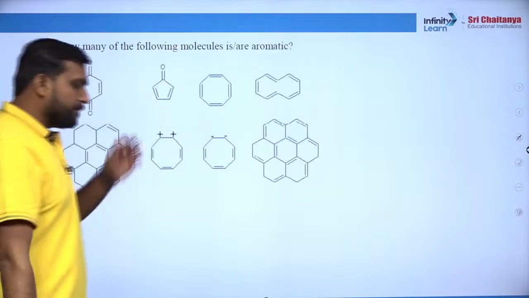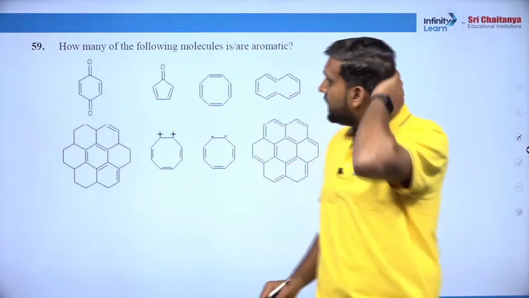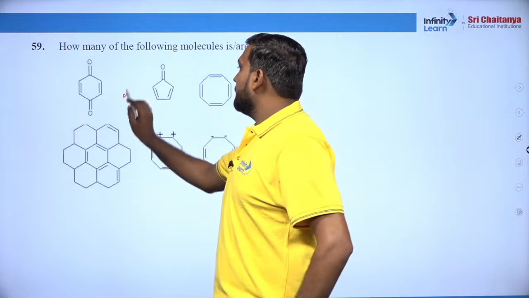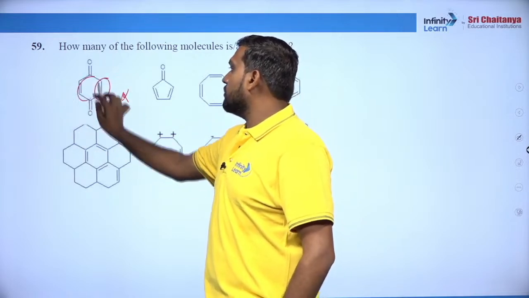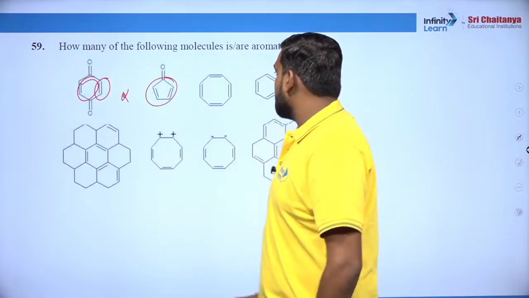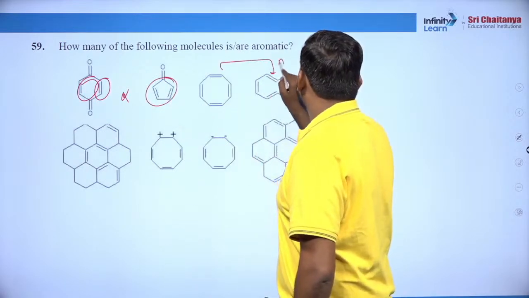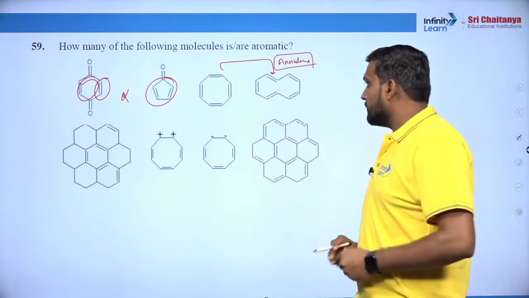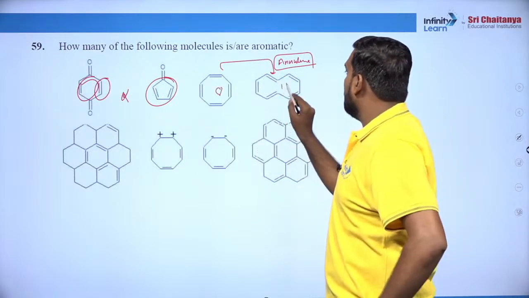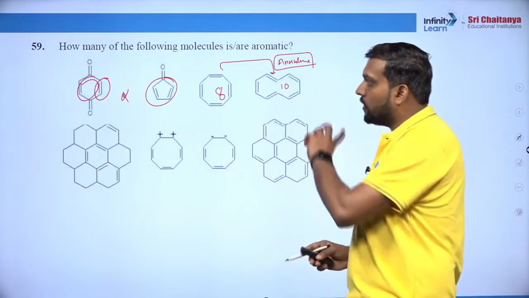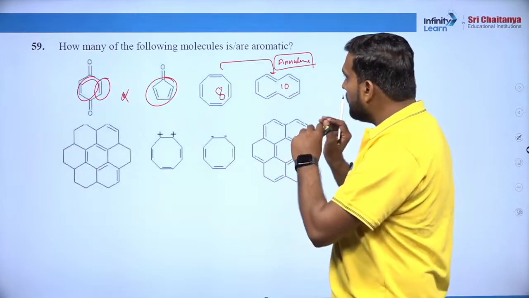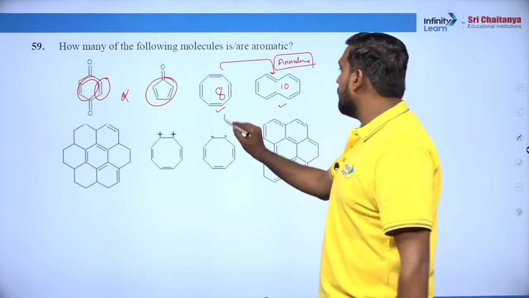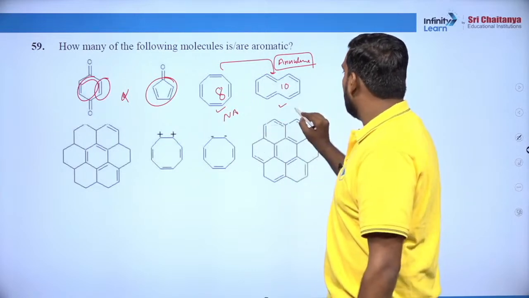Going to the next question. The question says: how many of the following molecules are aromatic? This is not aromatic, because complete conjugation is absent. Here also complete conjugation is absent. These are anilines, and they are only aromatic if they have more than 10 electrons. Here it is 8, here it is 10, and these are basically non-aromatic species. They are not anti-aromatic, and not aromatic. These are non-aromatic, and this one is also non-aromatic.